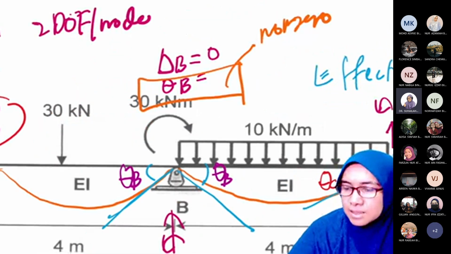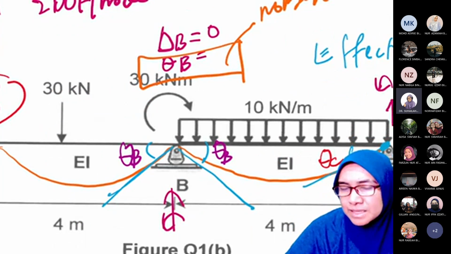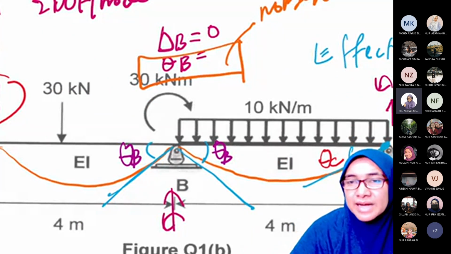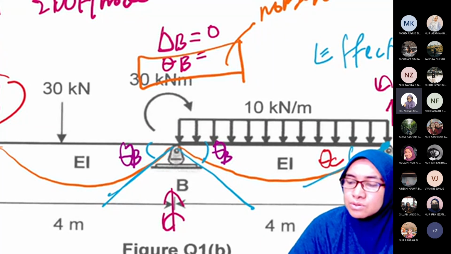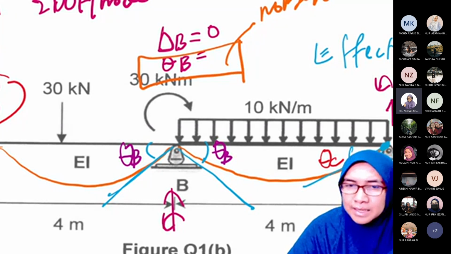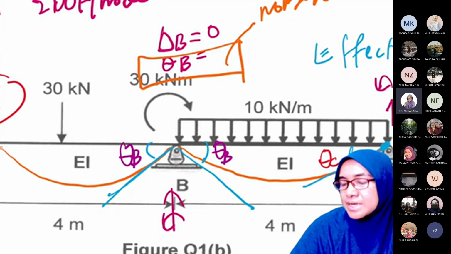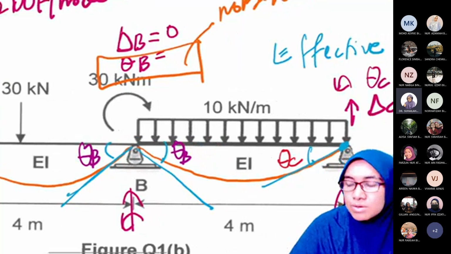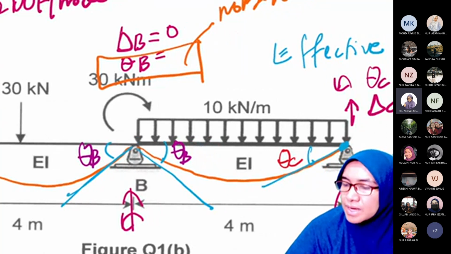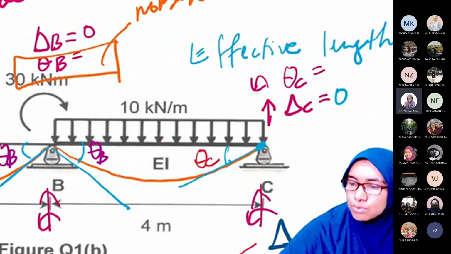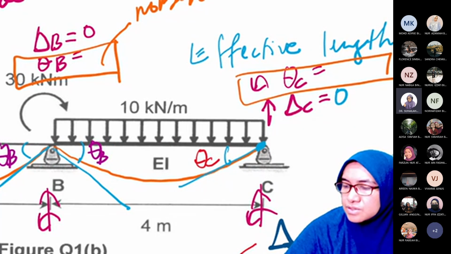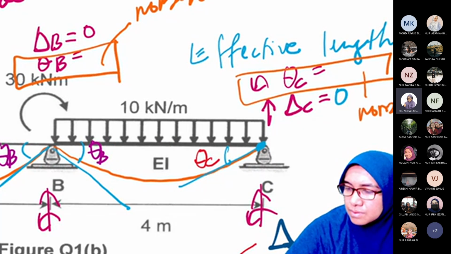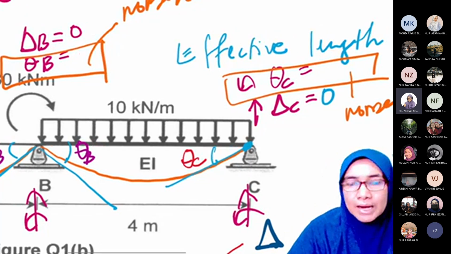At pin or roller, tengok pada diagram tu lah. So deflected shape yang kita draw tu is to guide us to identify mana dia non-zero, mana dia 0. Okay, so yang mana yang kita nampak macam ni, we can draw the tangent line from the curve line. So it represents the slope, the slope or the rotation. So that's why yang ni dia jadi non-zero. Ini jadi non-zero. This is also non-zero.